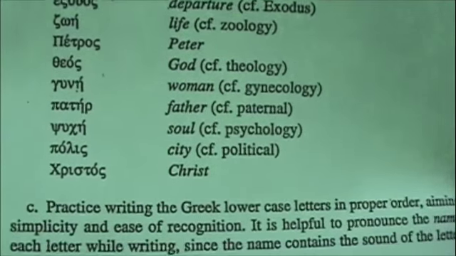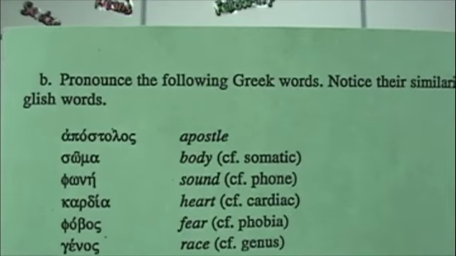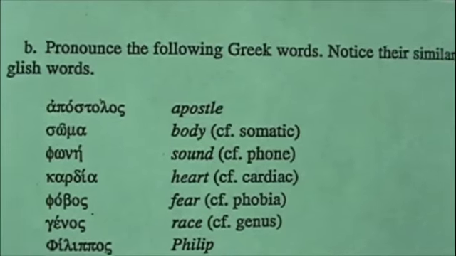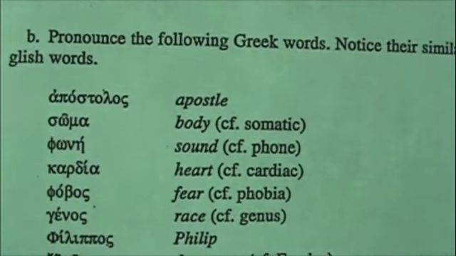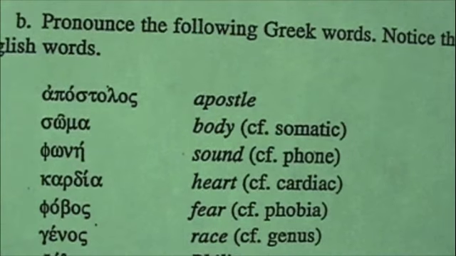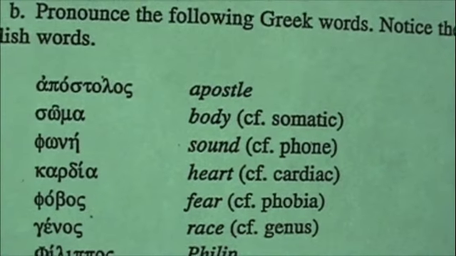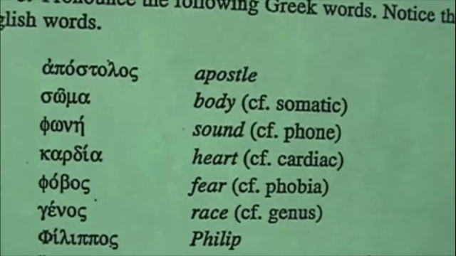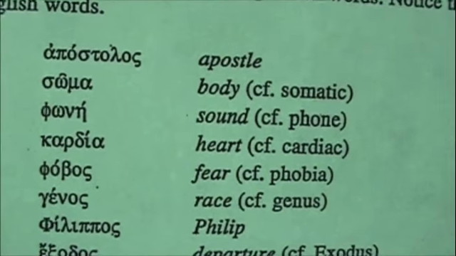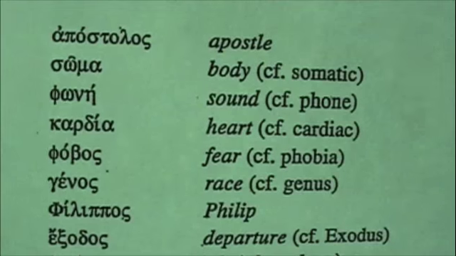The first word is apostolos. It is the word from which we get our English word apostle. Look at the letters: alpha, pi, omicron, sigma, tau, omicron, lambda, omicron, sigma. Look at them and pronounce them. All right, everybody pronounce it after I do. Apostolos. Apostolos. All right. You pronounce the Greek word apostle.